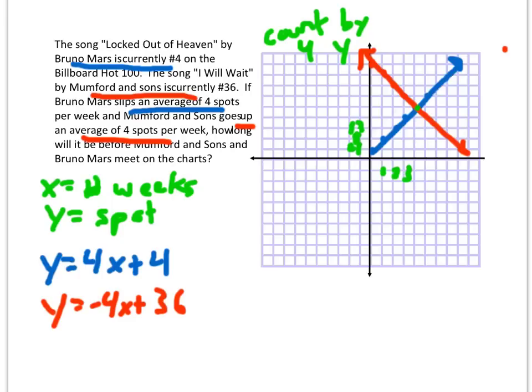Okay, so we need to figure out what that is. Well, that's over 1, 2, 3, 4 on my x-axis. It means I'm counting by 1s. That's just a positive 4. Okay, so that's the number of weeks it's going to take them to pass, because that's what my x was for. And the spot they're going to be at is on the y-axis. And I'm counting by 4s, so that's up 4, 8, 12, 16, 20. So they're going to pass at spot 20. Well, that's where they're going to meet. So after 4 weeks, they should both be at spot 20.